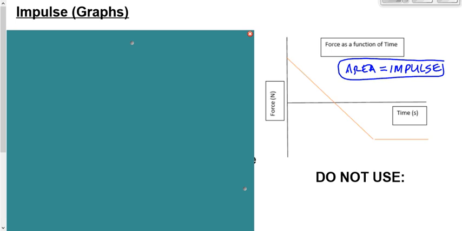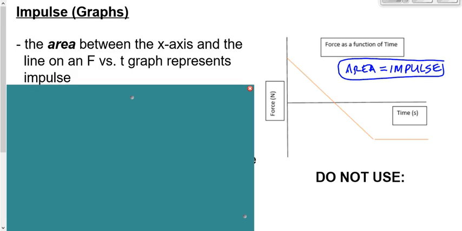Area equals impulse. What do I mean by that? Well, I mean that the area between the line, that little red line that you see in this graph, and the x-axis is going to be the impulse. It's going to be delta P.